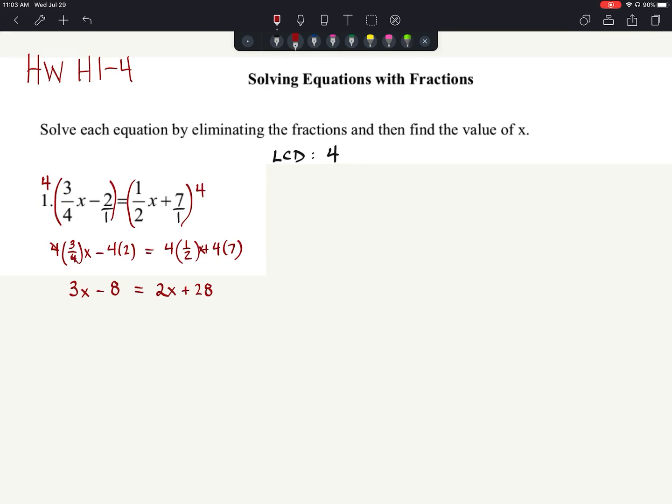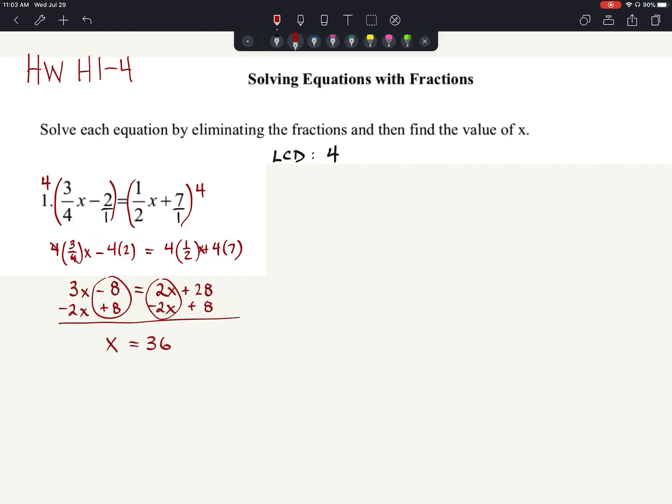Now it's just a basic two-step equation here. Let's get all of our x's together, and then I'm going to move my constants to the other side. So that's going to zero out. That's going to zero out, right? There's my equal bar, so I can follow my steps. I have x is going to equal 36.